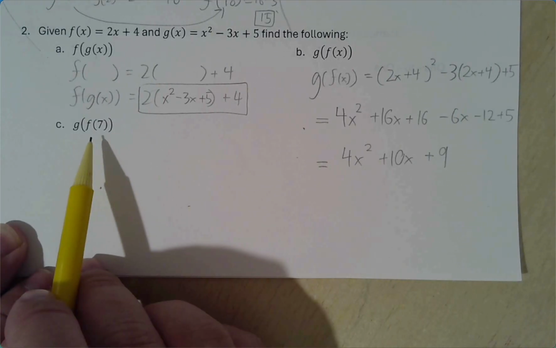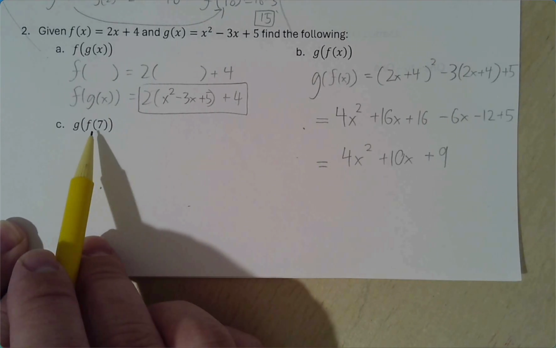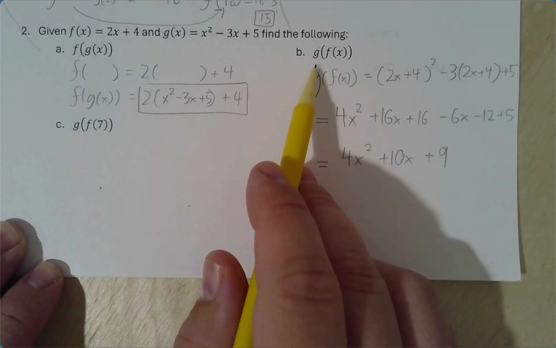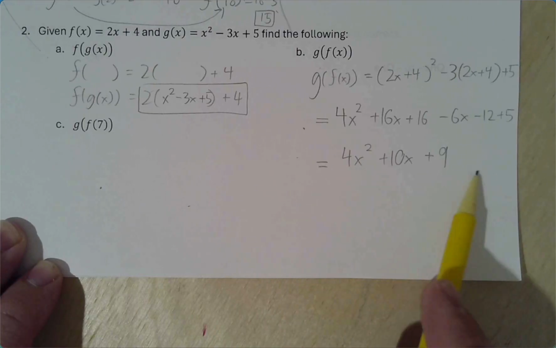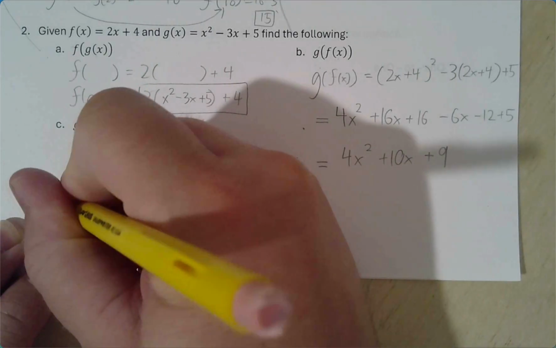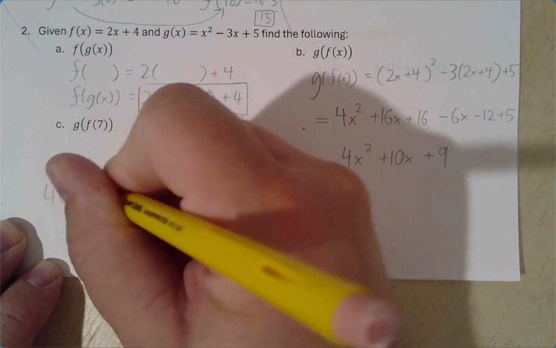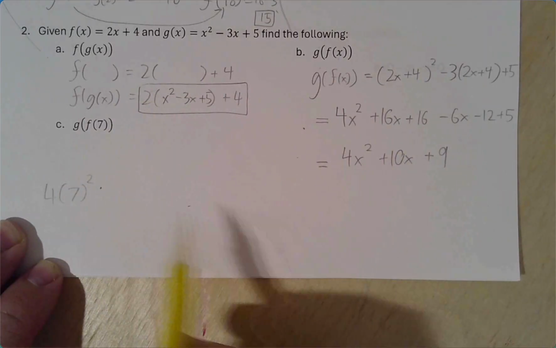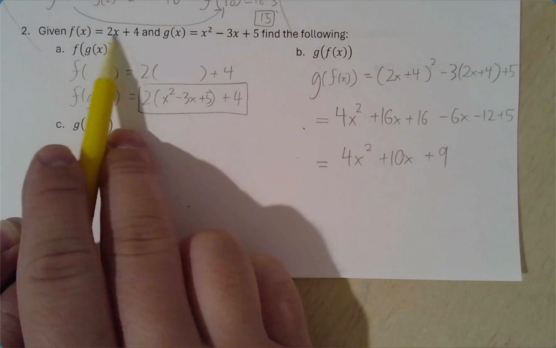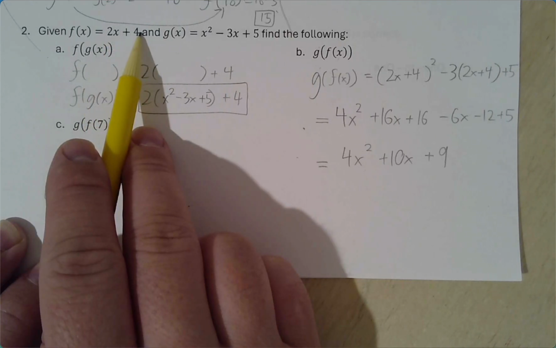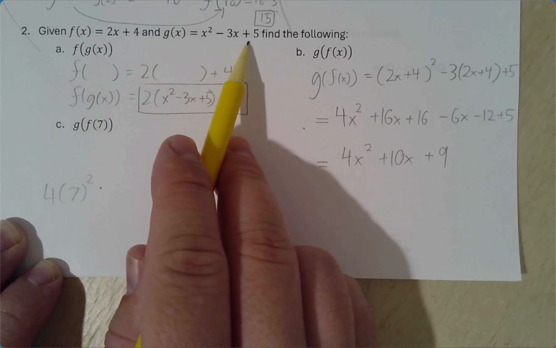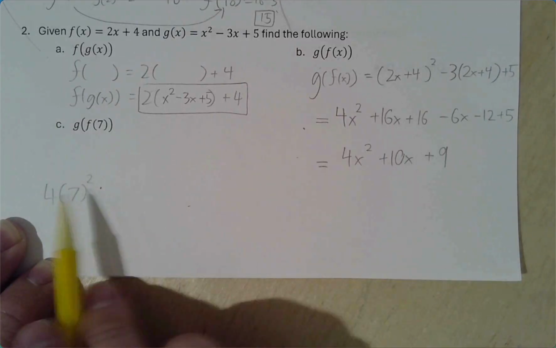Finally, g of f of 7. Well, careful, g of f of 7, that's this one over here. So the easiest thing to do, since we did all the work, is plug 7 into here. And that is what I'm going to do, again, for sake of time. But there's another way you could do it. You could plug 7 into f and get your answer, which actually would be 18. You could then take 18 and plug it into g and get the same result, but oh well, we'll go with what we have here.